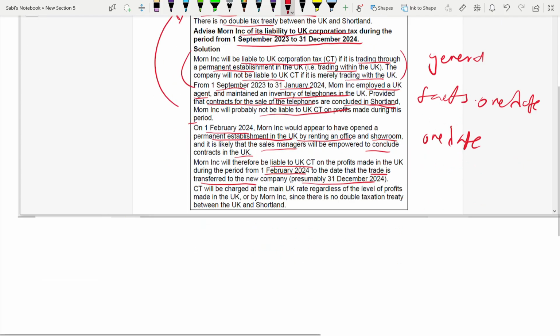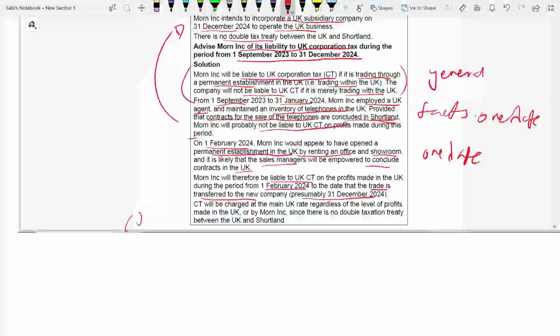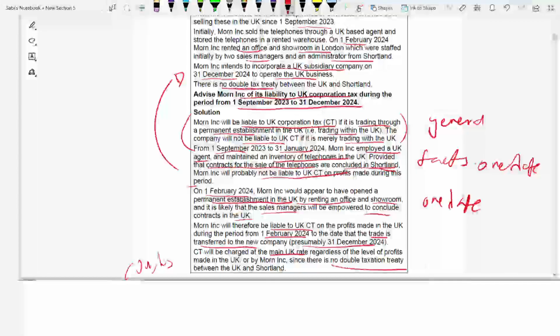Now, this is the conclusion, like the last paragraph. At what rate will corporation tax be charged? The main UK rate. It doesn't depend on whether the profit is made in the UK or overseas. Why? No double tax treaty. See how they have linked this information, that there is no double tax treaty, how they have included it in the answer.